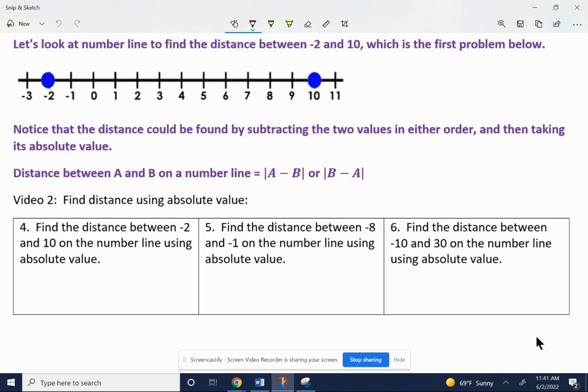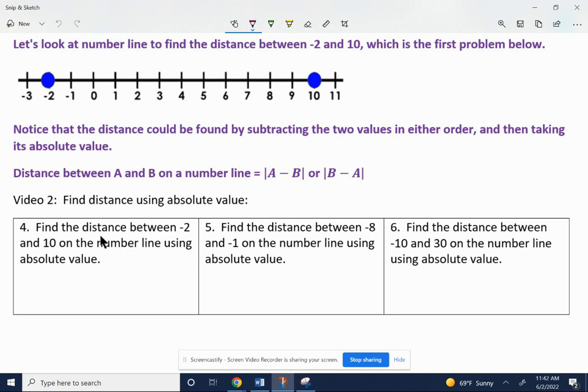Okay, these problems are over finding the distance between 2 points on a number line. I want to show you how this works. First of all, distance between two numbers on a number line. If you had the number line, you could graph the 2 points and count the spaces between them. Nothing at all wrong with that. But there is a shortcut to these.